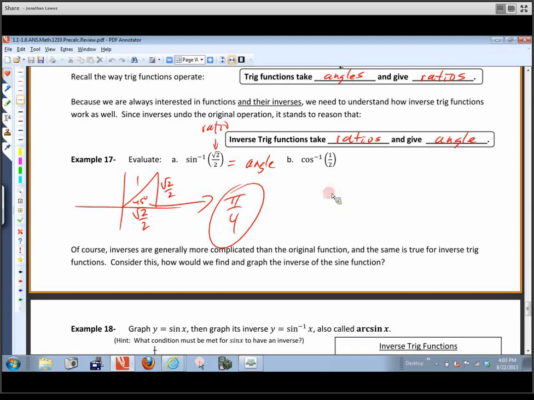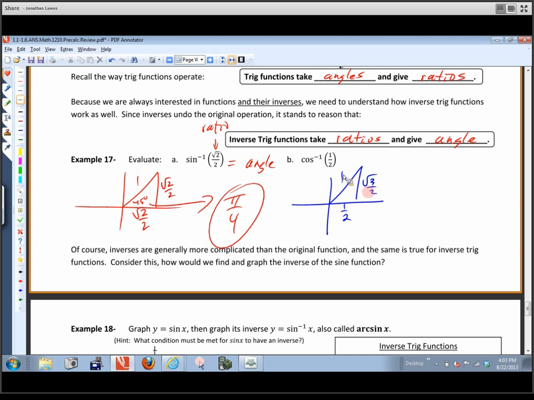So let's take a look at this next one where we've got cosine inverse of 1/2. So this is a ratio. I like to think of everything in terms of the unit circle. So if this is the x coordinate on the unit circle, we've got something like this. This is a 1/2. Hypotenuse would be 1, or the radius would be 1. That makes this other side here radical 3/2.